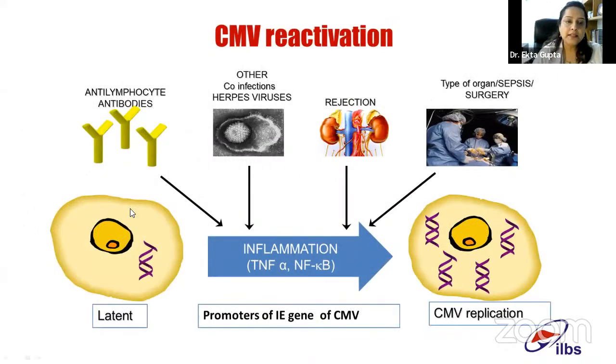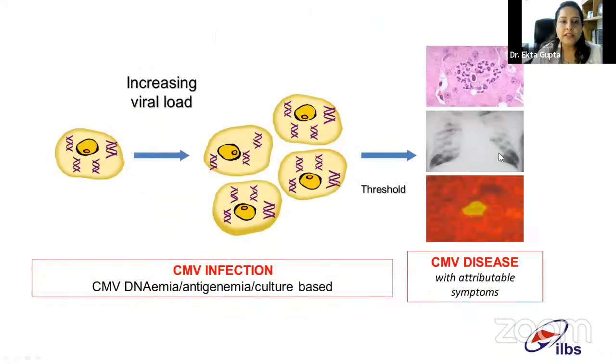As I said, the virus resides in the monocyte and becomes latent, but whenever stress, surgery, rejection, co-infection, or anything causes inflammation, especially TNF-alpha and NF-kappa-B, they stimulate the immediate early gene of CMV, and CMV replication starts within the cells. Once it comes out and the DNA increases, we call this CMV infection. So CMV infection is per se just detection of CMV DNA in the blood, or presence of antigen in the blood, or culture-based detection of CMV in the blood.